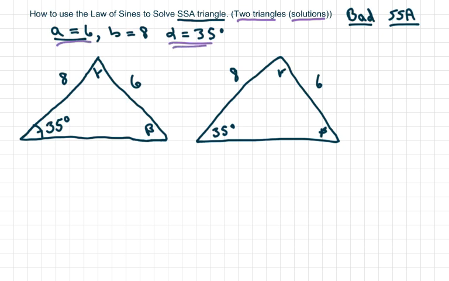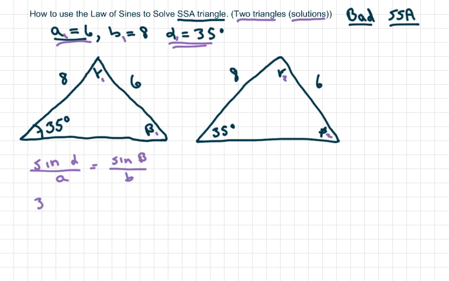Now, this is my triangle 1, so I'm going to label these with 1: a1, beta 1, and alpha 1. And this one's going to be 2, my triangle 2. So I have to find everything. I'm going to use the law of sines, and since I have my alpha and my a, I'll use sine of alpha over a equals sine of beta over b.